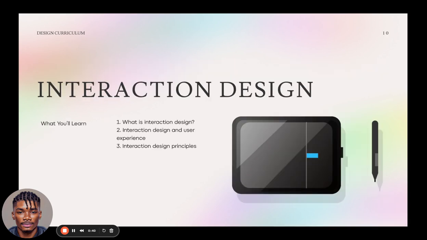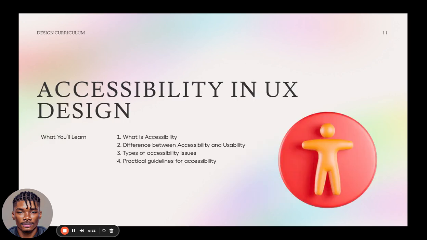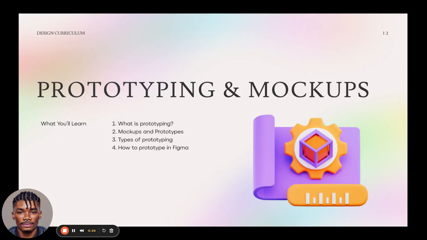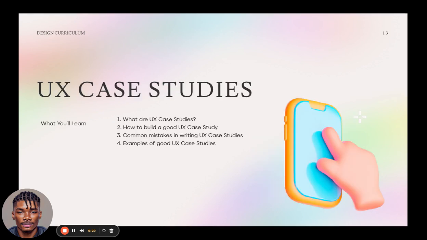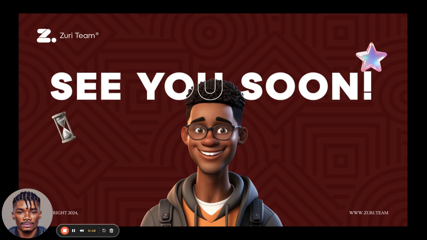Then we're also going to be talking about interaction design. So for people that want to design interactions, what happens when I click this button? We're going to be covering all that. We're going to be covering accessibility in UX design, basically the difference between accessibility and usability and practical guidelines. We are going to be talking about prototyping and mockups. We're going to be talking about UX case studies. We are going to be talking about a couple of other things like the roles that you can land as a designer and so on and so forth.